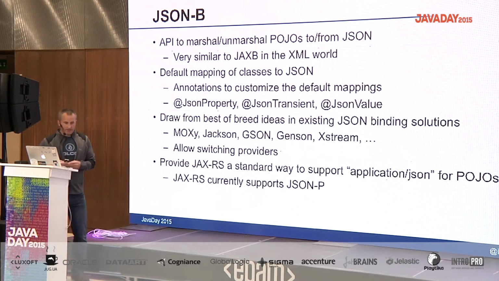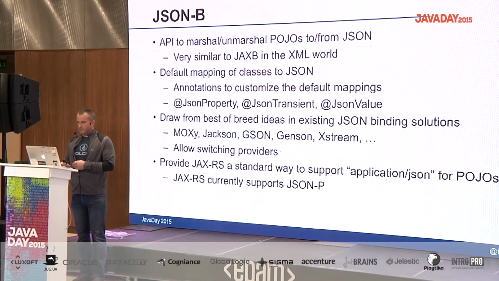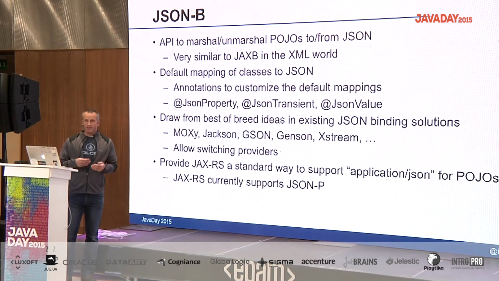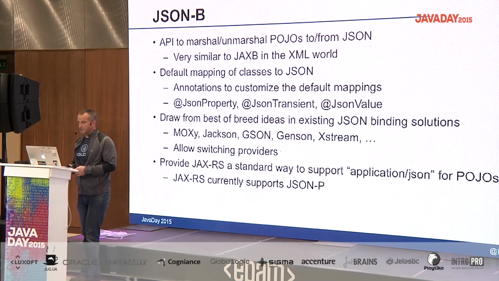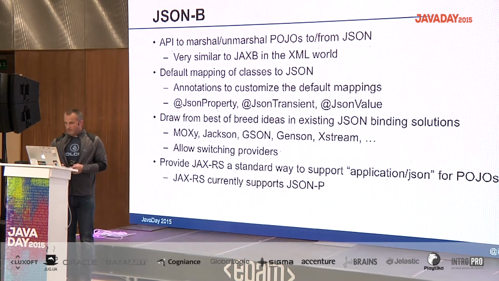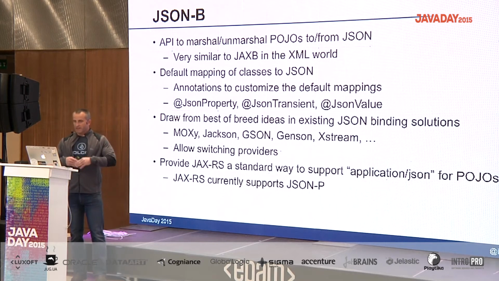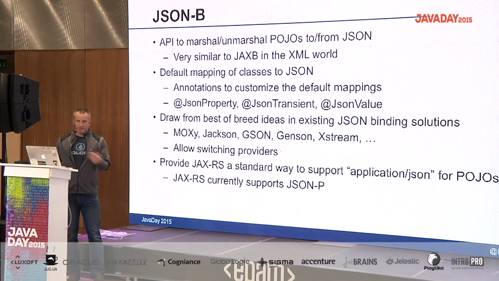So this specification will create a small number of annotations so we can override default mappings, such as renaming fields and such. And it will build on existing non-standard JSON binding libraries such as MOXy, Jackson, JSON-B, Johnzon, etc. And it will allow for switching these providers at runtime. So for the most part, developers shouldn't need to know the specifics of this API. It will just be handled by the rest of the platform. And JSON binding has actually been supported in GlassFish for a long time, but using the non-standard MOXy.